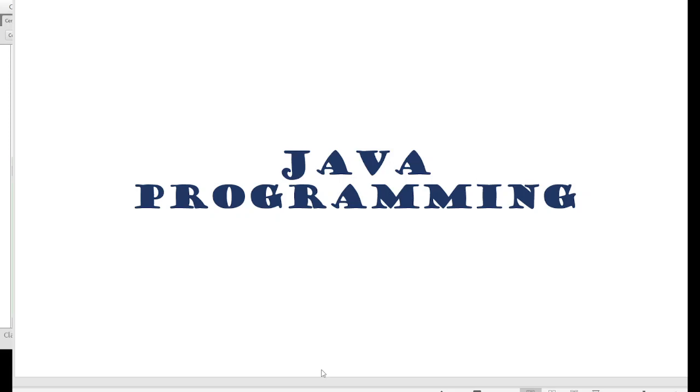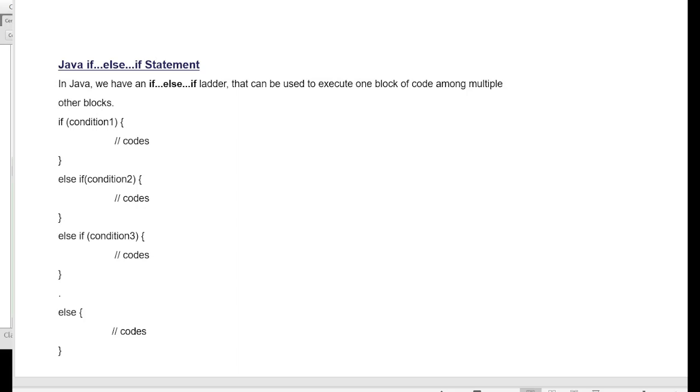Today in Java programming, I'm going to show you the if-else-if statement. In the if-else-if statement, look at how we can write down the condition.